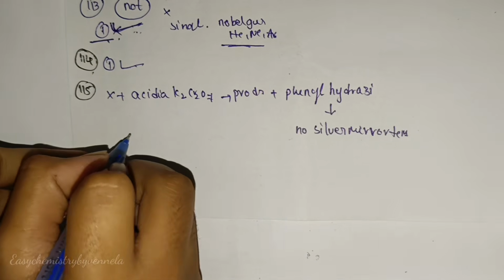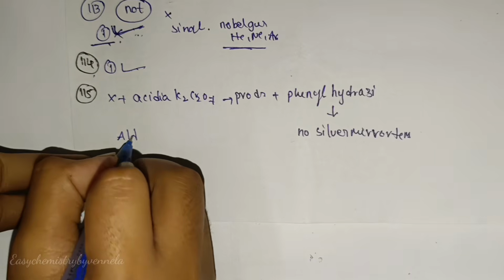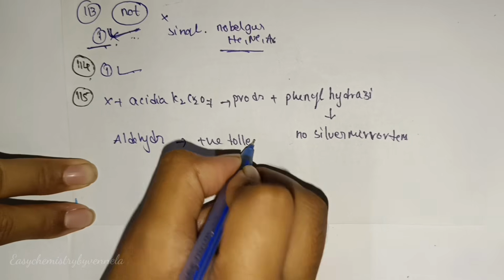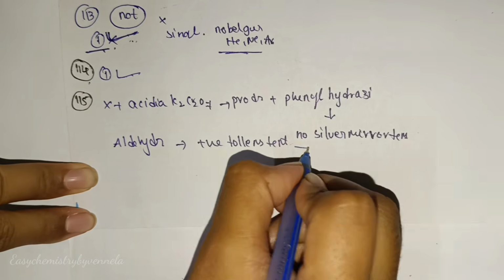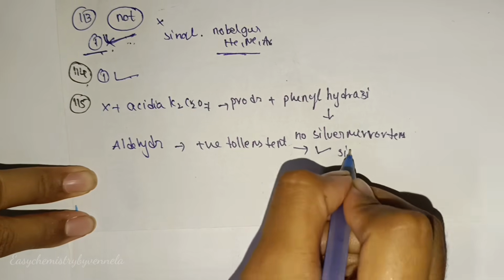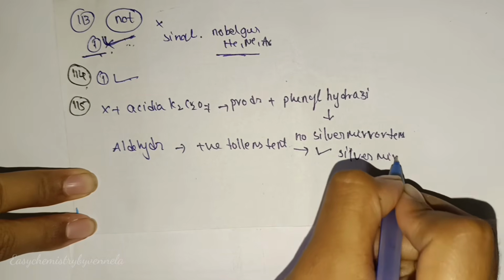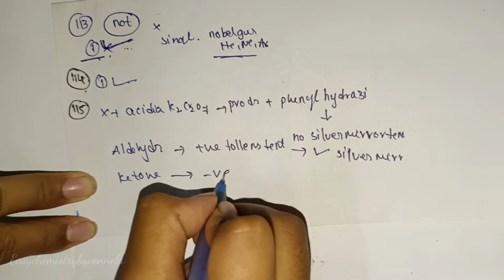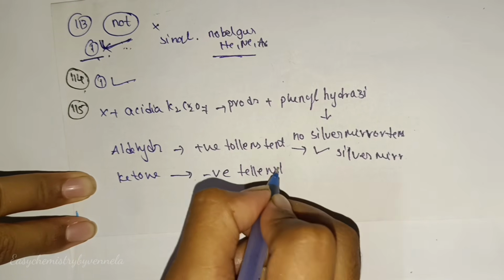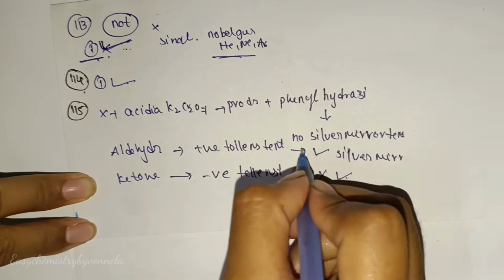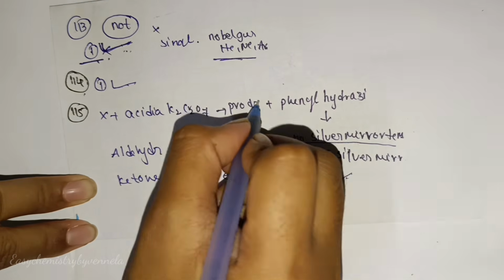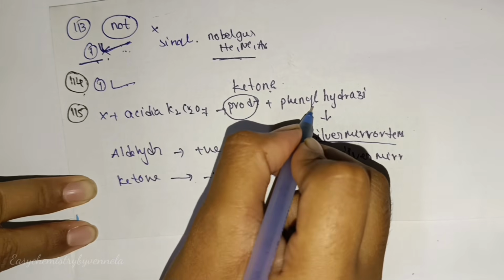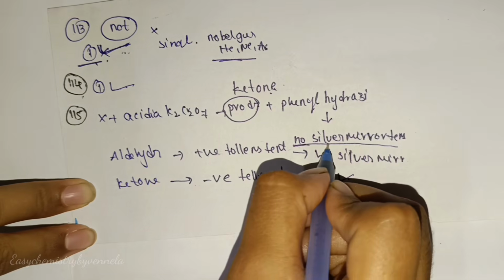First of all, the silver mirror test tells the aldehyde, that is positive Tollens test. That is, it gives the silver mirror test. Next, ketone gives negative Tollens test, not the silver mirror. So here no silver. So here what is the product? Ketone. Ketone reaction with phenylhydrazine does not give the silver mirror test.